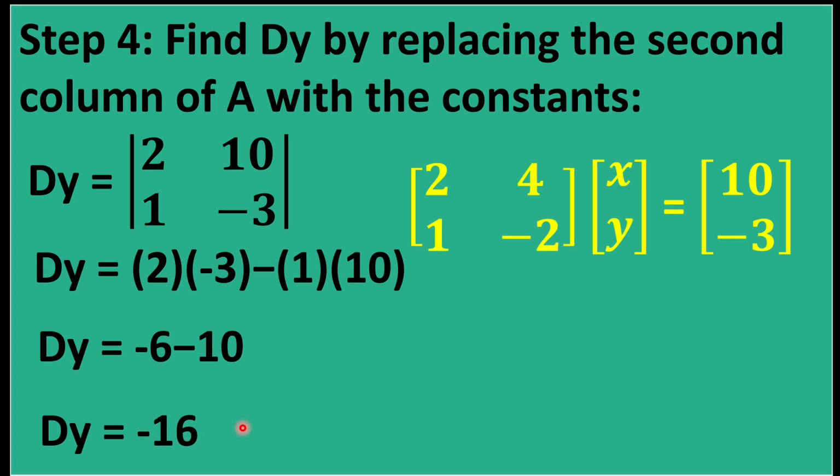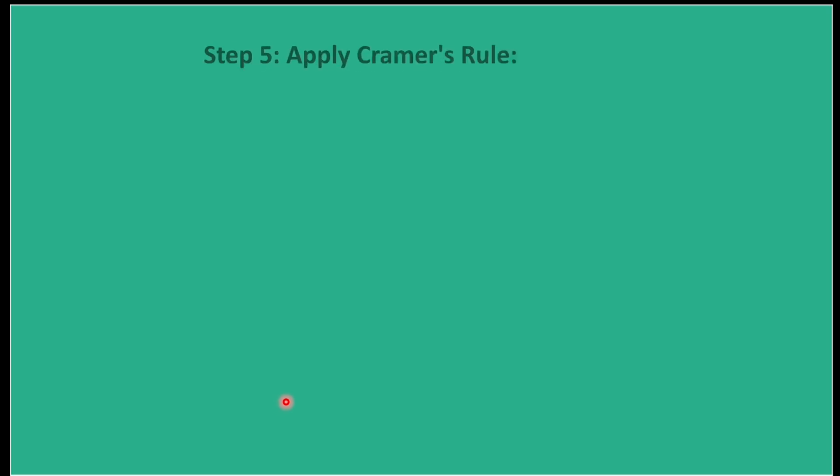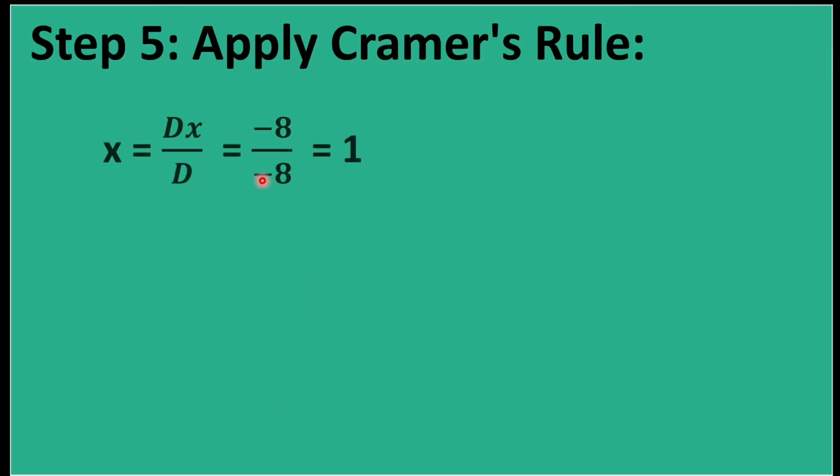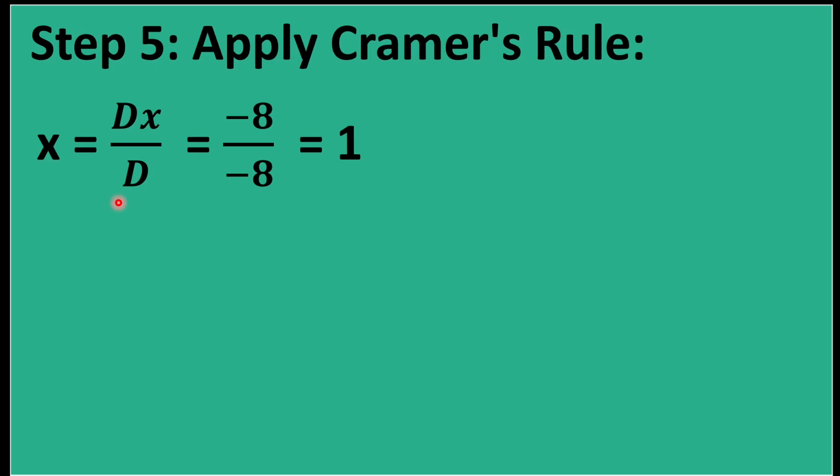And now we will apply Cramer's rule. According to Cramer's rule, x equals Dx divided by D. We have the value of Dx as well as the value of D, so we put these values here. This becomes minus 8 divided by minus 8, which is equal to 1.